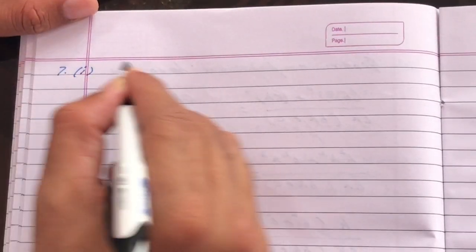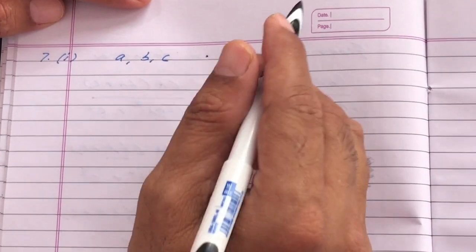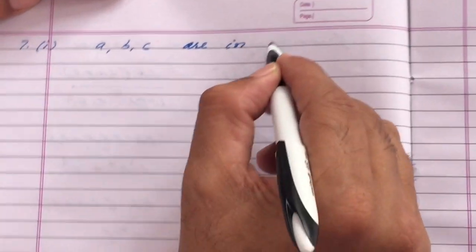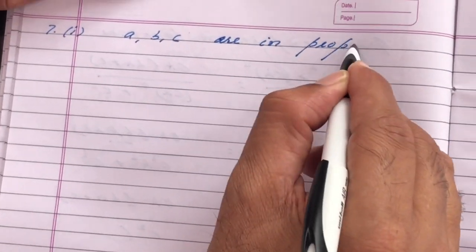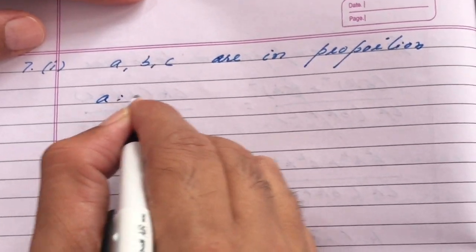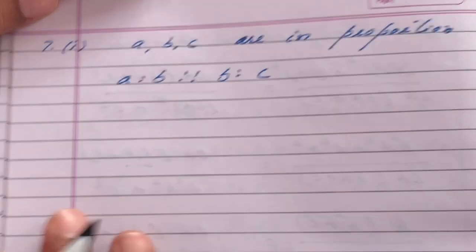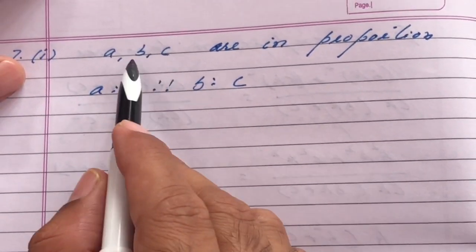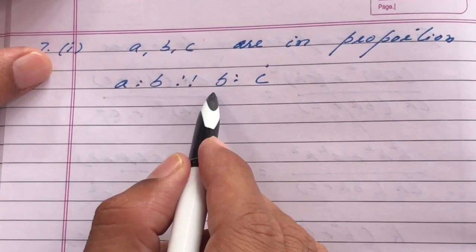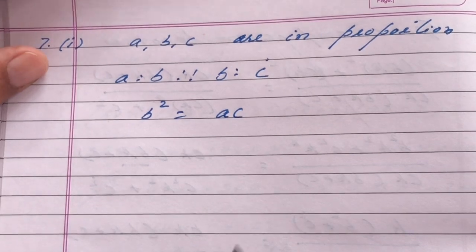Then 7 part 1. A, B, C are in proportion. It implies that A ratio B is same as B ratio C. So 3 numbers are there. I have to repeat the middle one. So product of extremes is equal to product of means. It implies that B square is equal to AC.